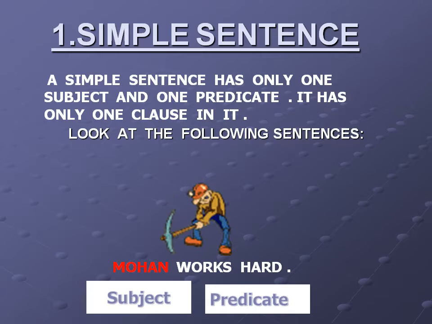Simple sentences. A simple sentence has only one subject and one predicate. It has only one clause in it. Look at the following sentences. Mohan works hard. Subject, predicate.